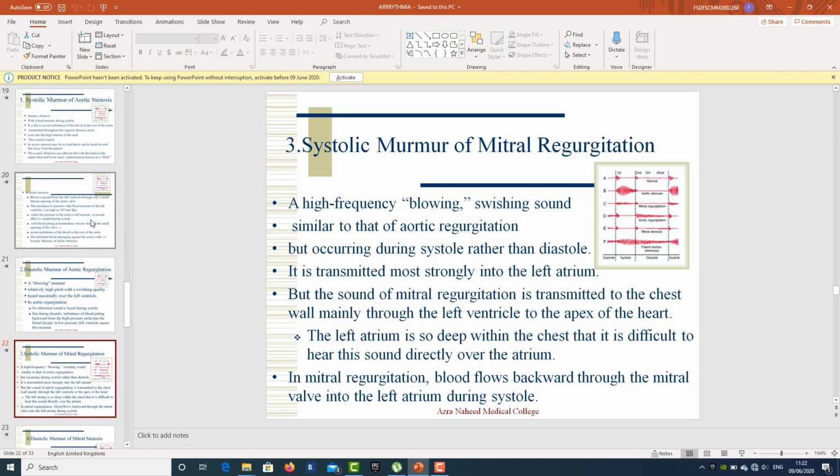The left atrium is so deep within the chest that it is difficult to hear this sound directly over the atrium. In mitral regurgitation, the blood flows backward through the mitral valve into the left atrium during systole.